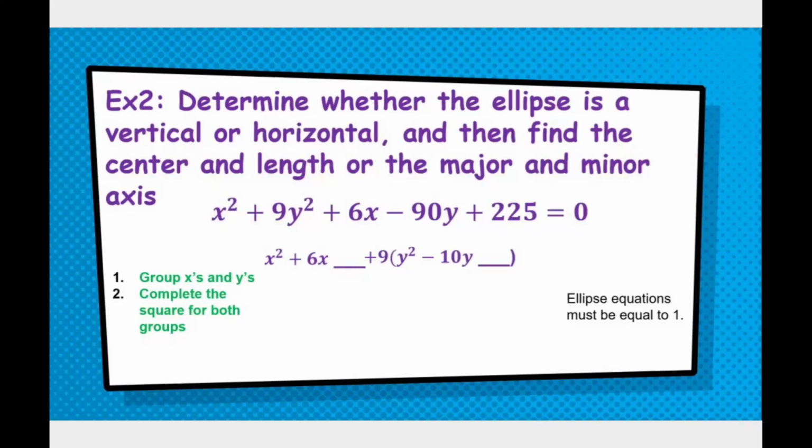If I divide a 9 out to factor out that a, I'm left with the following. I need to move my 225 to the other side. And I'm going to start with my x's.